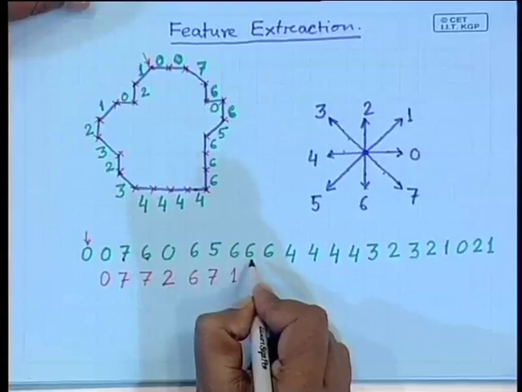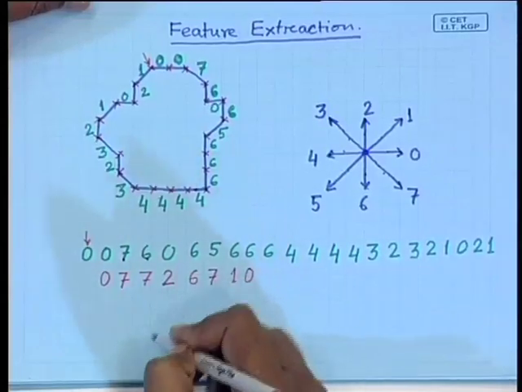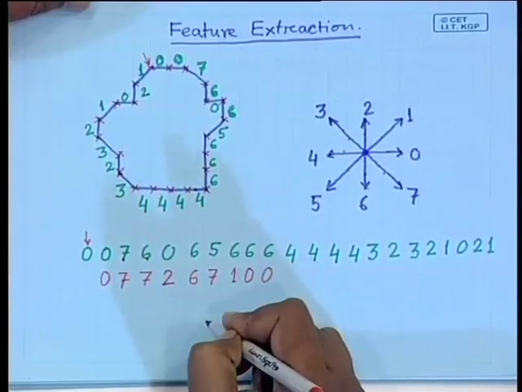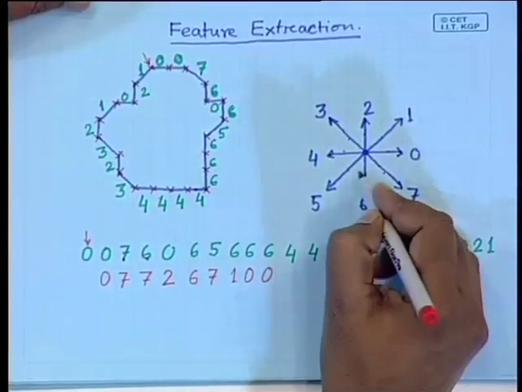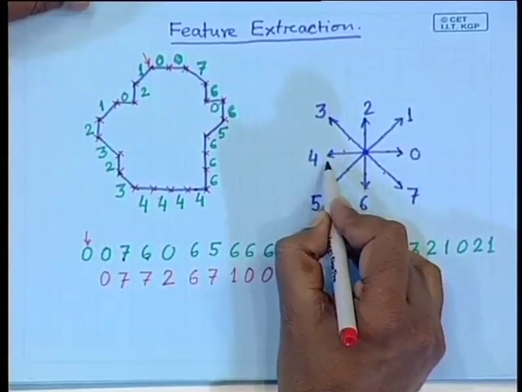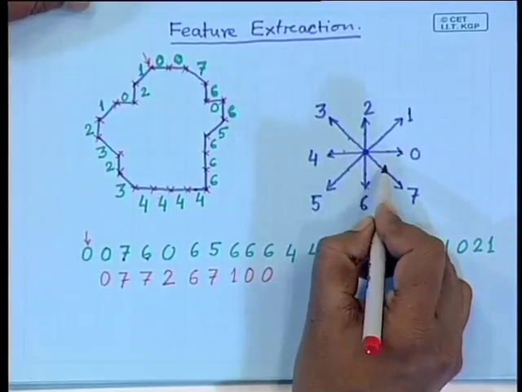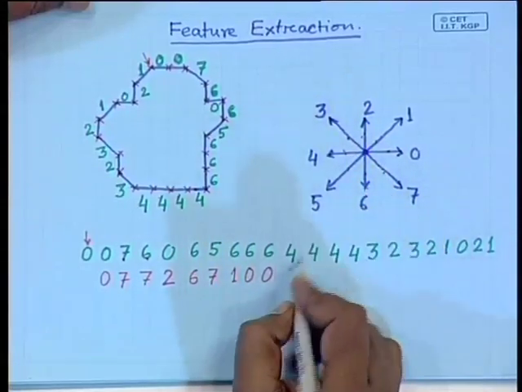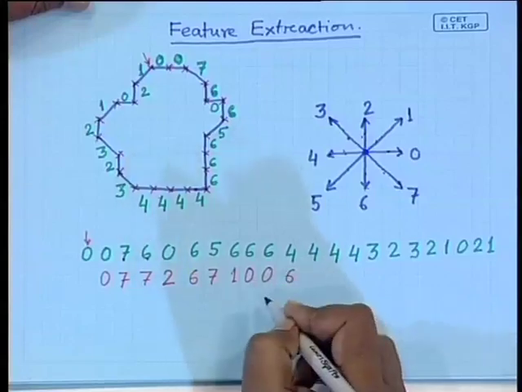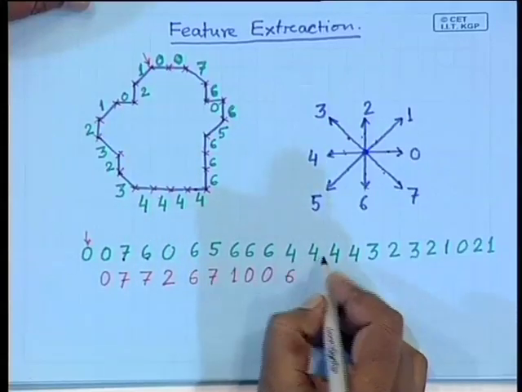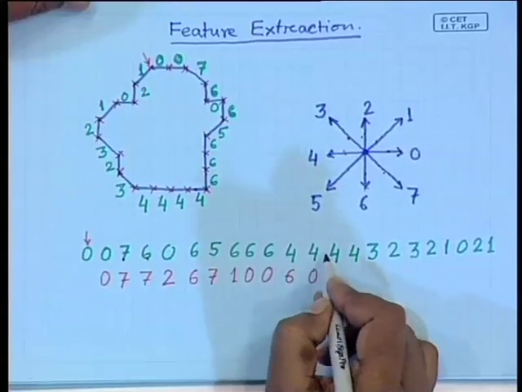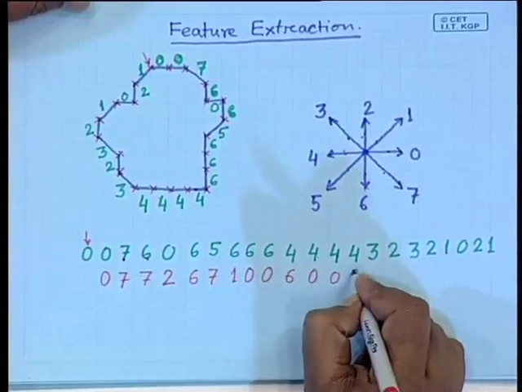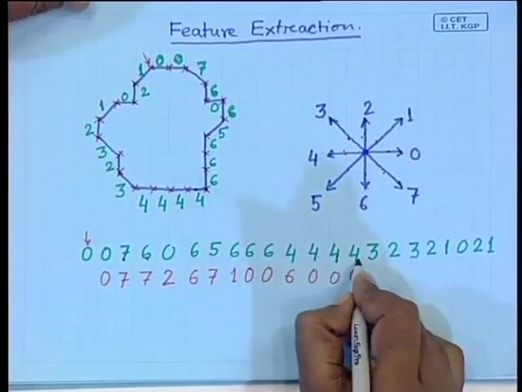Next is 6 to 6, so the number of steps of rotation is 0. 6 to 6 again, number of steps of rotation is again 0. Then 6 to 4, so this is 6 and this is 4, which is in the west direction. So, here you find that 1, 2, 3, 4, 5 and 6, I have to perform 6 steps of rotation, so I put 6 over here. Then 4 to 4, again 0 steps of rotation, 4 to 4, 0 steps of rotation, 4 to 4, 0 steps of rotation, then 4 to 3.